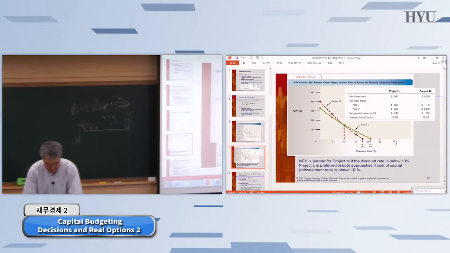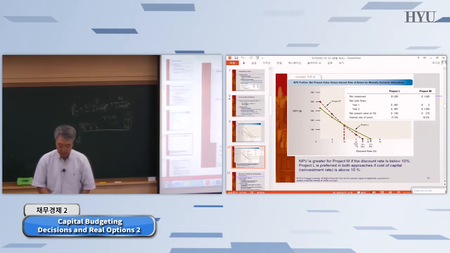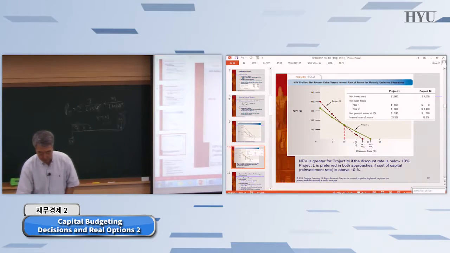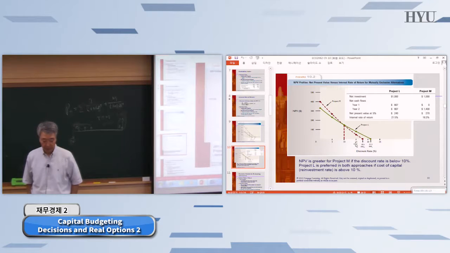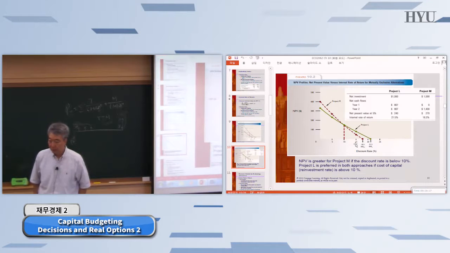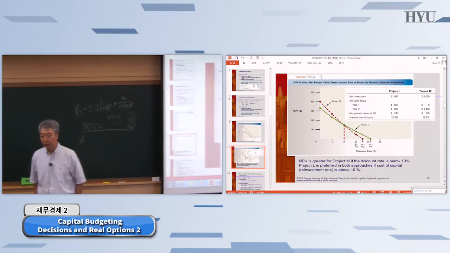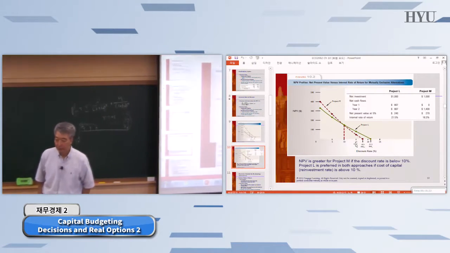So first of all, if the cost of capital happens to be above 10%, like 15%, which one should you choose? L, because you get higher net present value. What if you use the internal rate of return criterion? Which one should you choose?